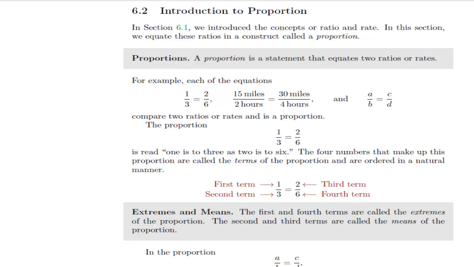The proportion 1/3 equal to 2/6 is read 1:3 as 2:6. The four numbers that make up this proportion are called the terms of the proportion and are ordered in a natural manner. 1 is the first term, 3 is the second term, 2 is the third term, and 6 is the fourth term. Extremes and means.